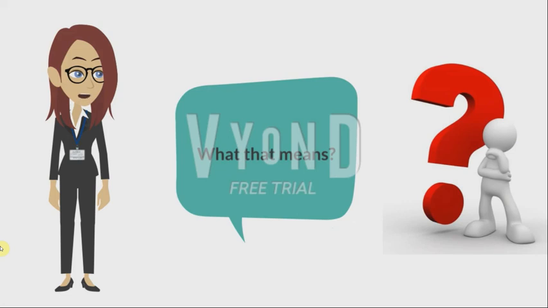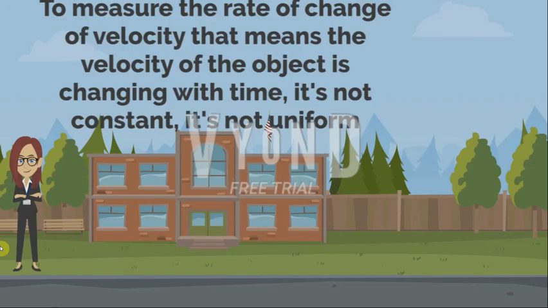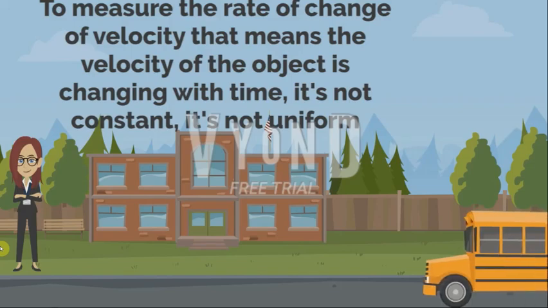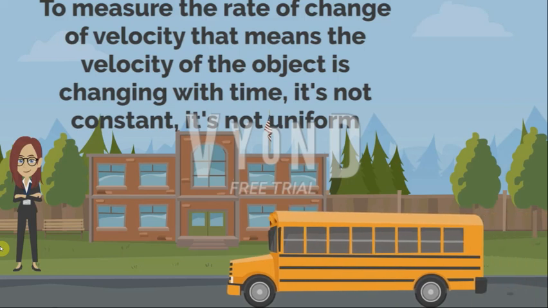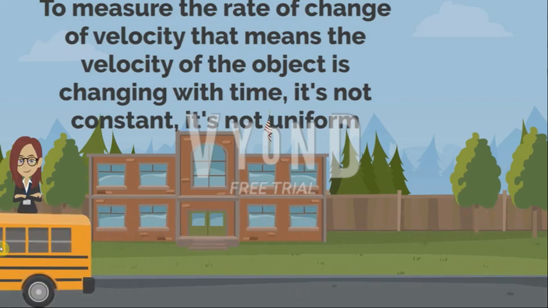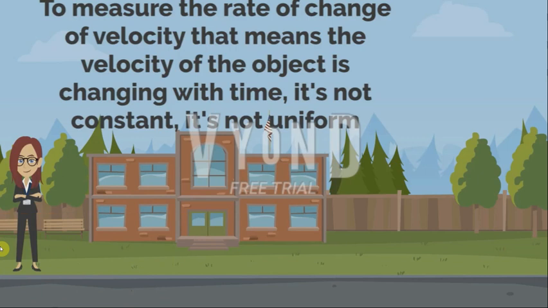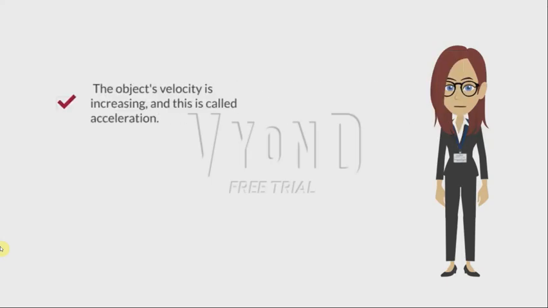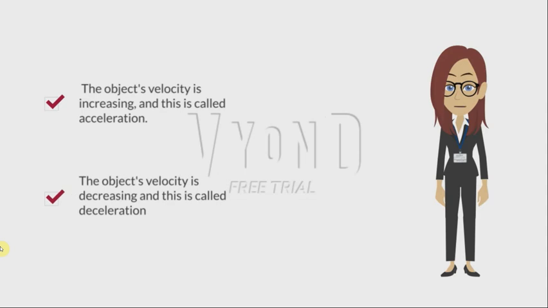But what does that mean? To measure the rate of change of velocity, this means that the object is not moving with a constant velocity. The velocity changes either by increasing or decreasing. The velocity is not uniform. If the velocity of the object is increasing, we call this acceleration or positive acceleration. If the velocity of the object is decreasing, then in this case it's called deceleration.